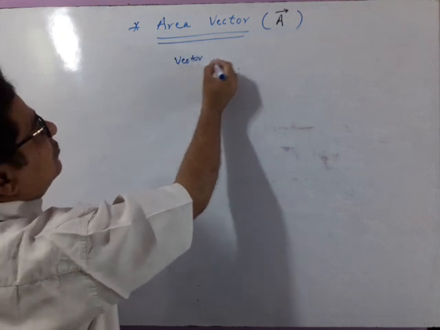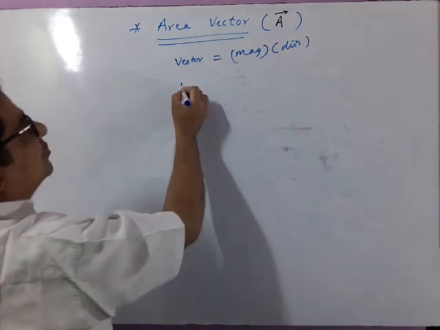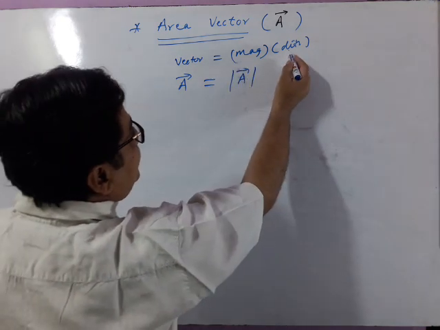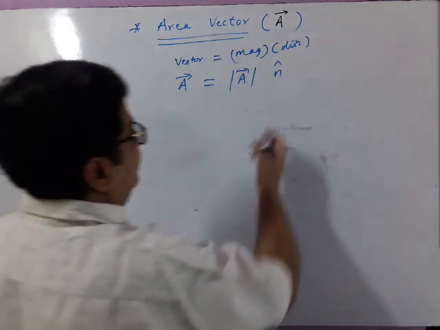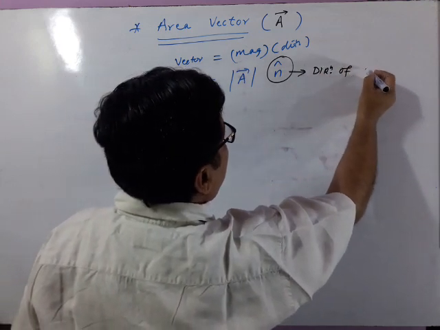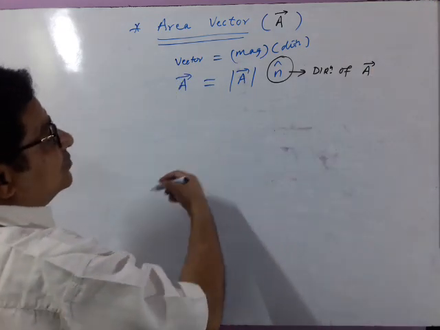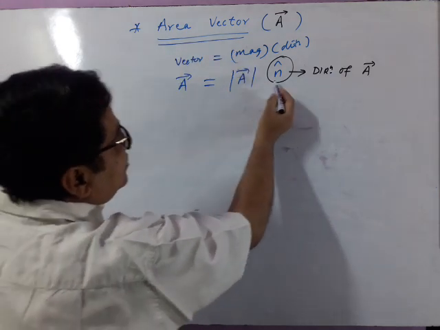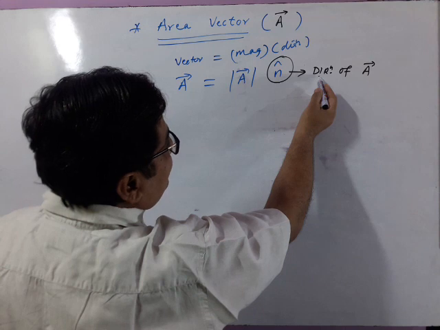You know how to write a vector? Magnitude into direction. So area vector is also written as magnitude of area into direction of area. This direction of area is written as n cap. This is the direction of area vector. Now onwards, for so many physical quantities we will consider area as a vector quantity and its direction will be written with n cap. So n cap is the direction of area vector.